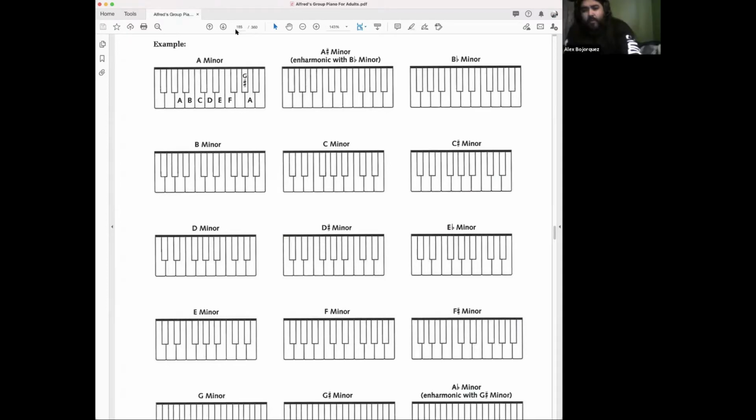Quick question. Would that make A flat minor the relative to C flat major? Correct. Okay. Thank you. When we were in group piano 1, we had a piece that I'm not going to be able to find that went from major to minor and back to major.